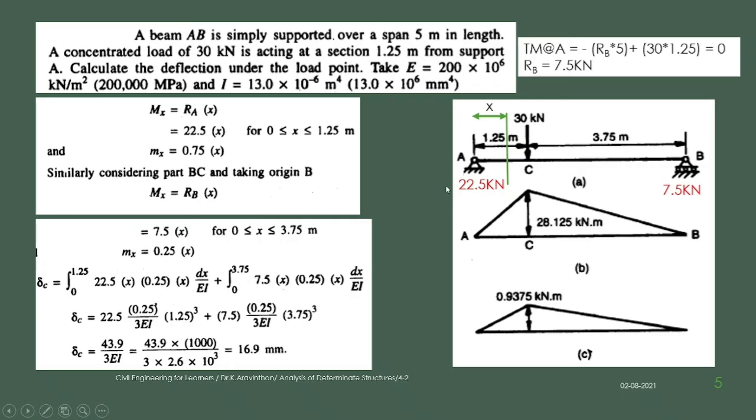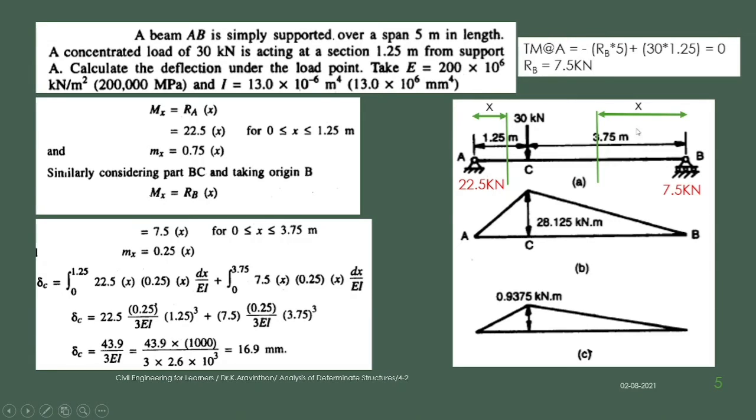If you look at the left hand side, let us take the bending moment at X: 22.5 into X. So this will be our moment due to the real load, and the limits will be from A to C. The element distance is 0 to 1.25 meter. This is our distance. After the load, you have to consider another section, which we have taken X from the point B. Either you can take it from point A or from point B. It is not going to affect the result, and you have to cautiously take the limit.